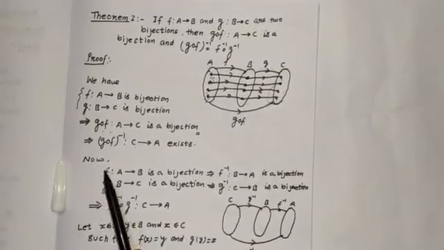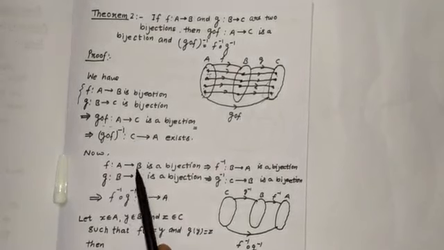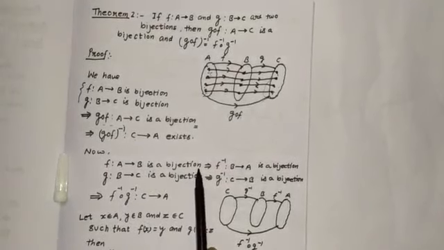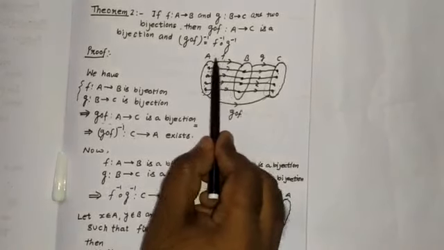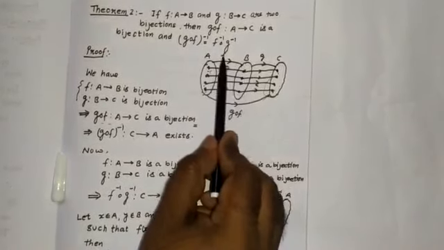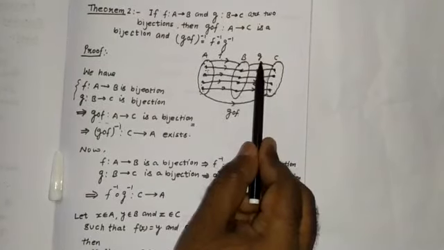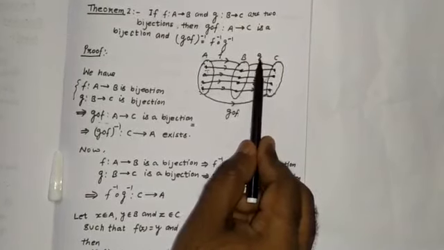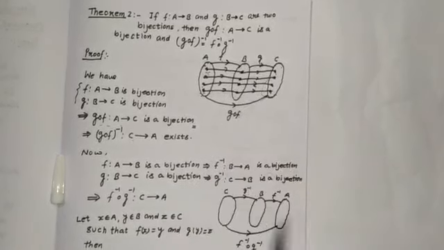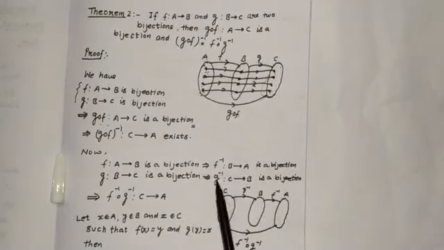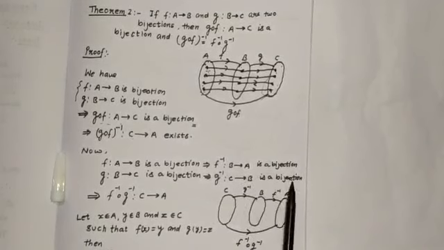Now f maps from A to B and is a bijective function. If f is a function which maps from A to B, then its inverse maps from B to A. g is a bijective function, so its inverse exists, and its inverse maps from C to B. g inverse maps from C to B. It is also a bijective function.